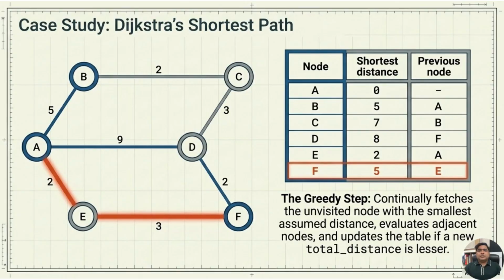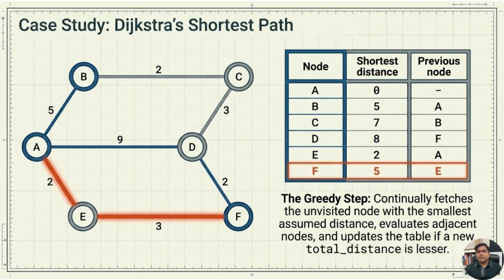This slide presents Dijkstra's shortest path algorithm as a case study. Dijkstra's algorithm is a greedy algorithm. Its goal is to find the shortest distance from one starting node to all other nodes in a graph. In this example, the starting node is A. The graph contains nodes A, B, C, D, E, and F. Each edge has a weight, which represents distance or cost.